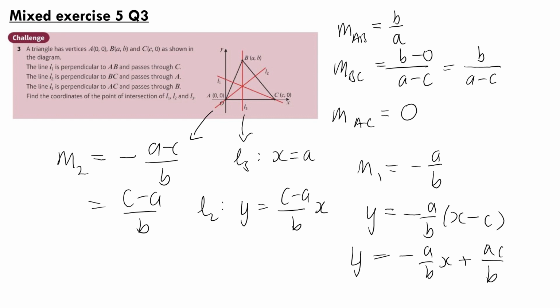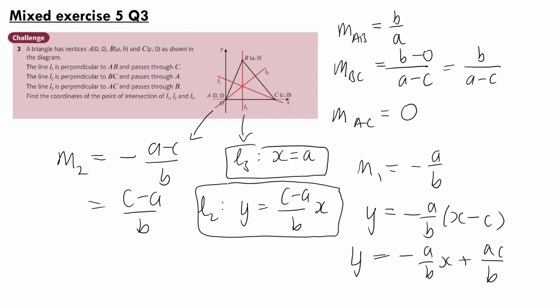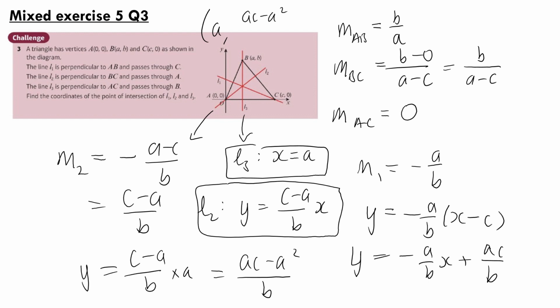Now, find the coordinates of the point of intersection of these lines. Well, we only need to focus on two lines, so we'll go for L3 and L2. Plugging x = a into the equation for L2, we get that y = ((c - a)/b) times a, or (ac - a²)/b. And we know that x = a, so the point of intersection is (a, (ac - a²)/b), and that is our final answer.